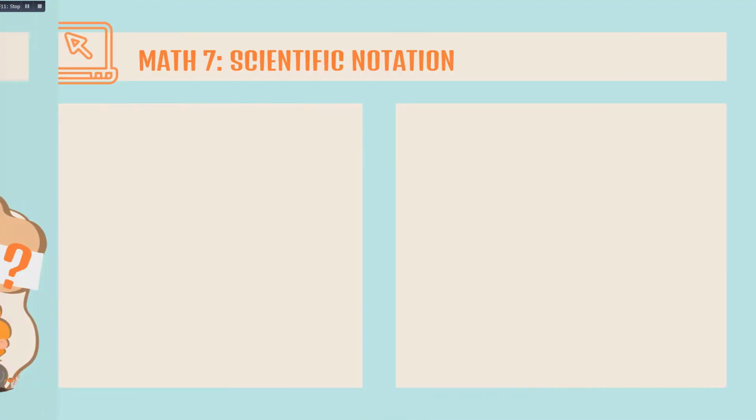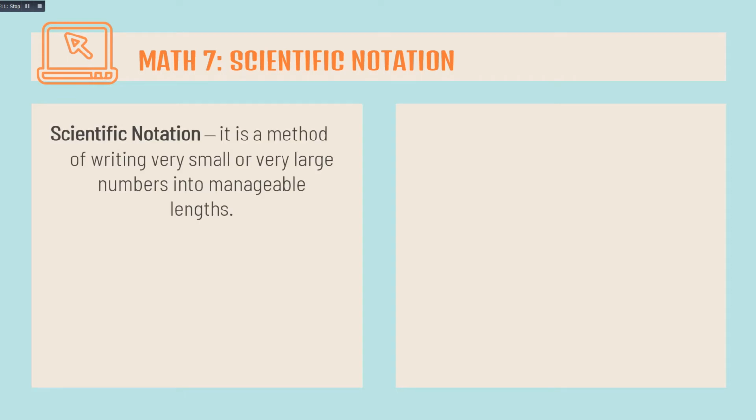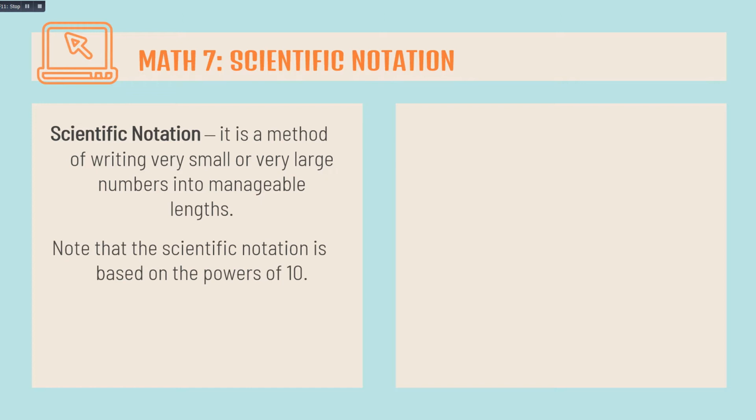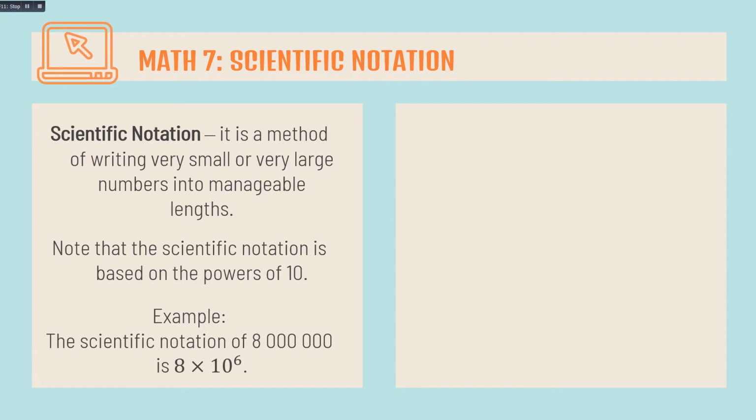Then what is scientific notation? Scientific notation is a method of writing very small or very large numbers into manageable lengths. Note that scientific notation is based on the powers of 10. So for example, we have 8,000,000, 8 with 6 zeros. To make this number short, we can simply write 8 times 10 to the power of 6.